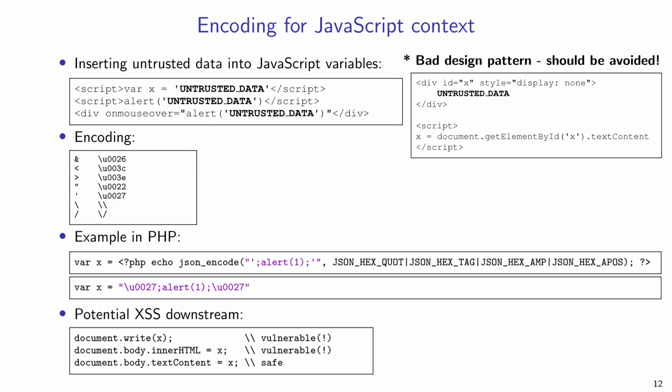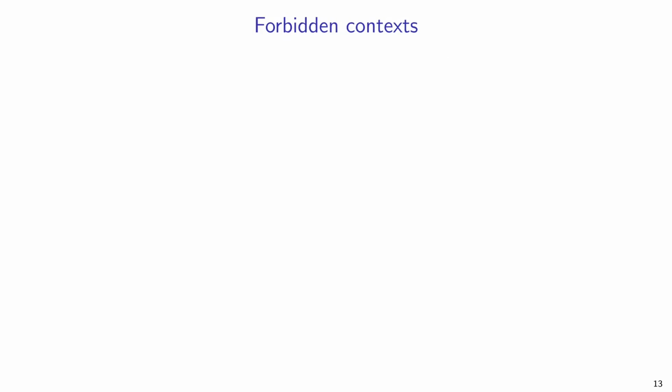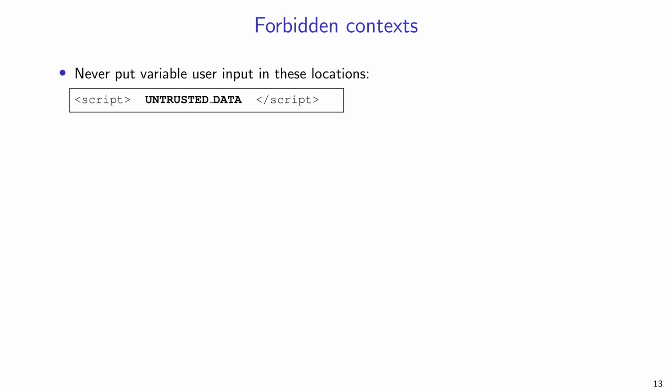Alright, so these were the 3 most common contexts where we would have to place user data when developing web applications. Let's look at some forbidden contexts which should not be used. Never put variable user input in these locations. Directly in a script. The only safe location for placing user input in JavaScript is inside a quoted data value, as we discussed on the previous slide.